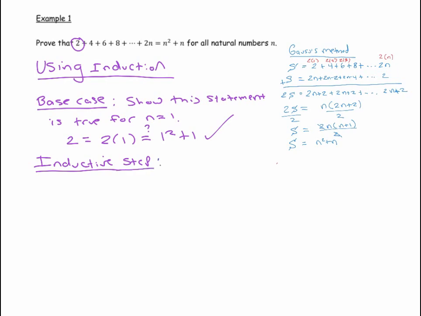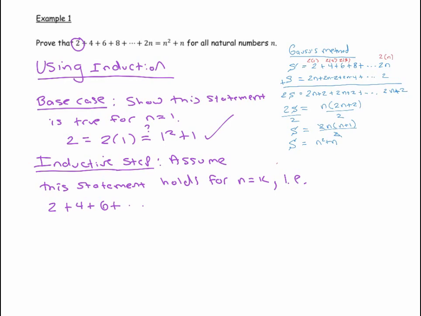Okay, so now what we're going to do is assume this statement holds for n equals k. So what that means, to be very explicit, is we know we can use this fact. In other words, we can assume that this is true: 2 plus 4 plus 6 plus 8 all the way up to 2k is equal to k squared plus k.